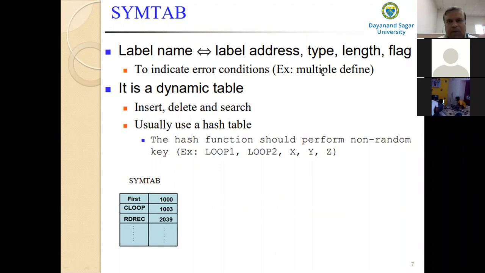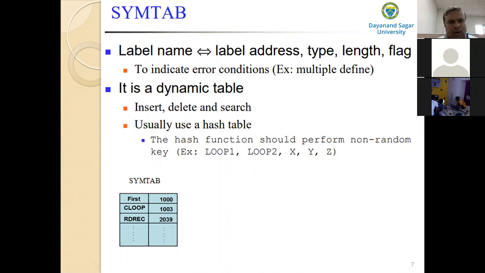Say, for example, if the symbol is defined in multiple places, or two different places, it is an error, because it is a duplicate symbol. So the example is multiple definition of the symbols. The symbol table includes the name and value of each symbol in the source program, together with indication of error conditions. How is this SymTab used in pass 1 and pass 2 of the assembler?